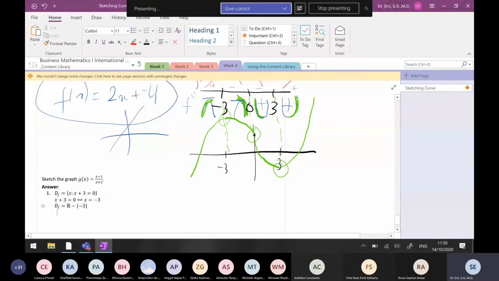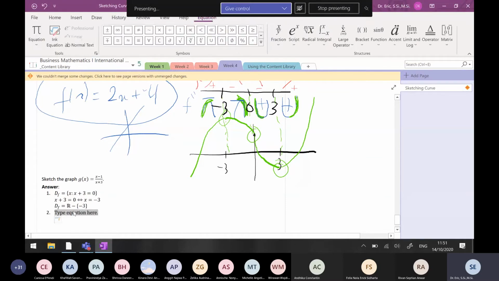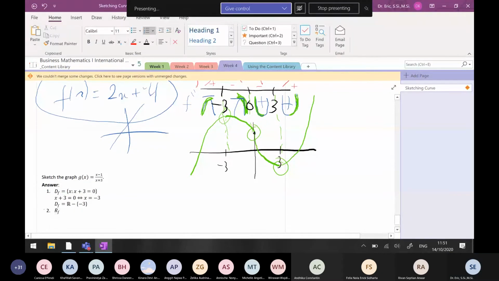What about the range here? The range here, I'm not sure. Range of f. Okay, don't know, so just leave it.